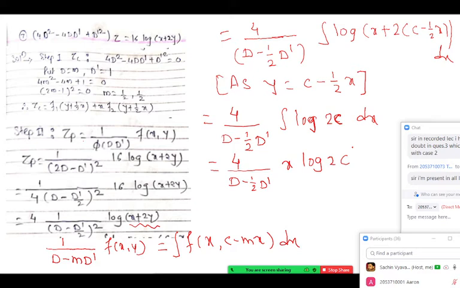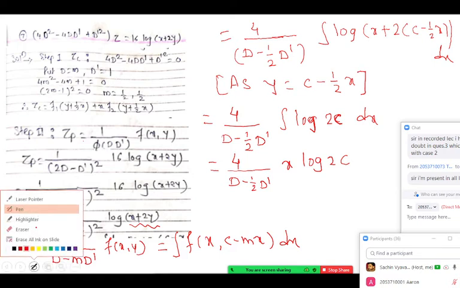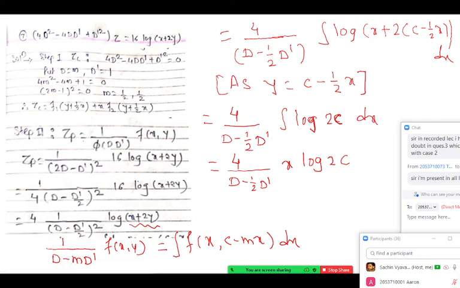Now the method says we should resubstitute. Once we integrate, we should resubstitute the value of c, and that value of c will come from this equation only. This equation gives us the value of c, which is c is equal to y plus 1 by 2x. That we can replace here. Or we can get 2c is equal to x plus 2y, that we can replace.